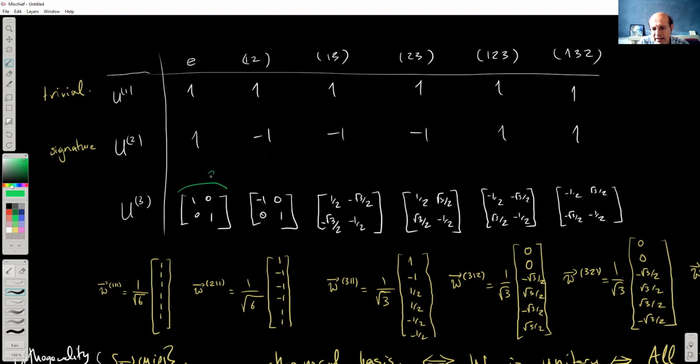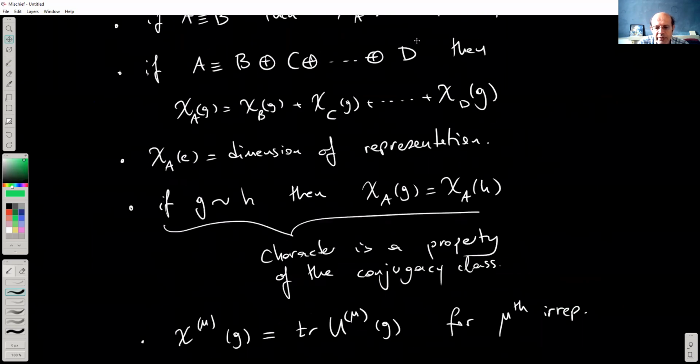I mean, this is a character too. Identity should have a character which is equal to the dimension. This is a character 0, and these two as well. So all of the two cycles in here, which are conjugate to each other, have the same character, which is 0. And these two have characters -1. Okay, so let's just remember. So using this, we actually do construct what we call a character table.